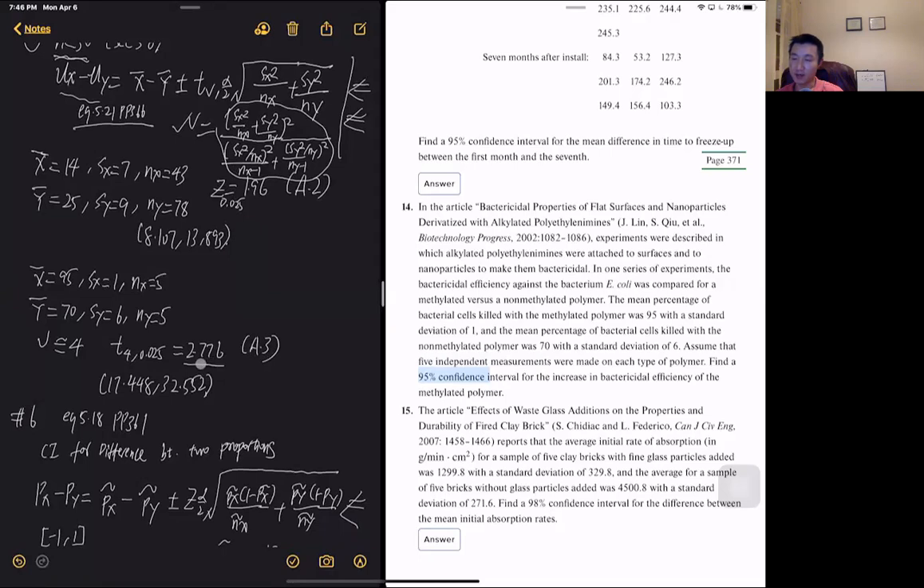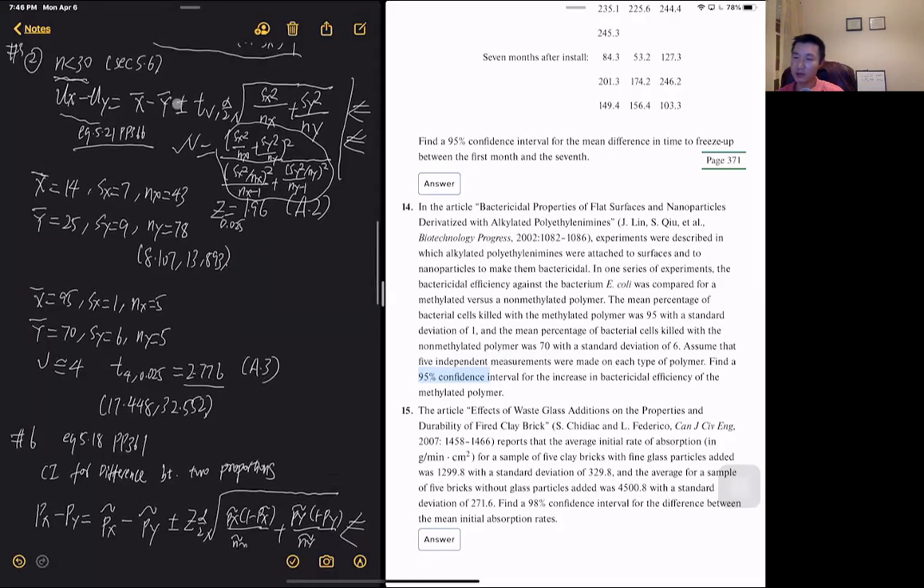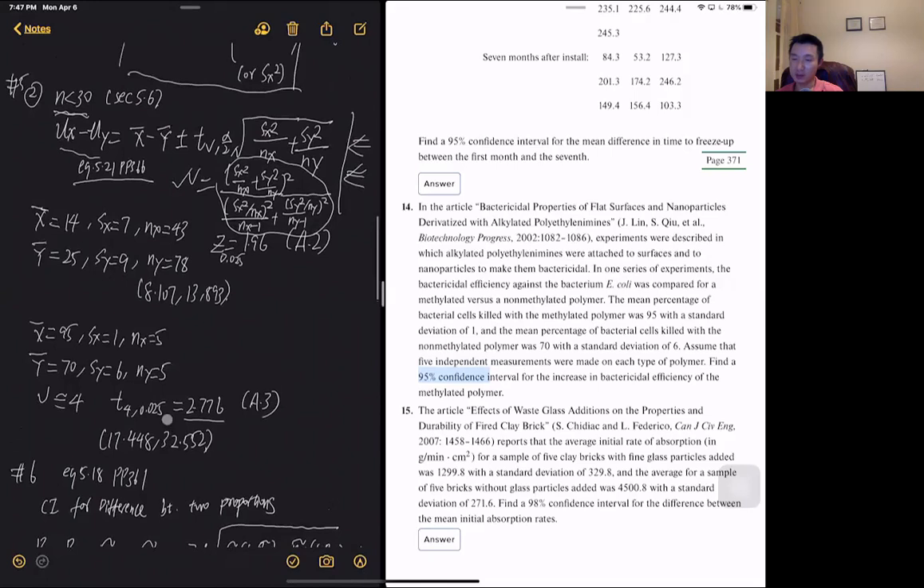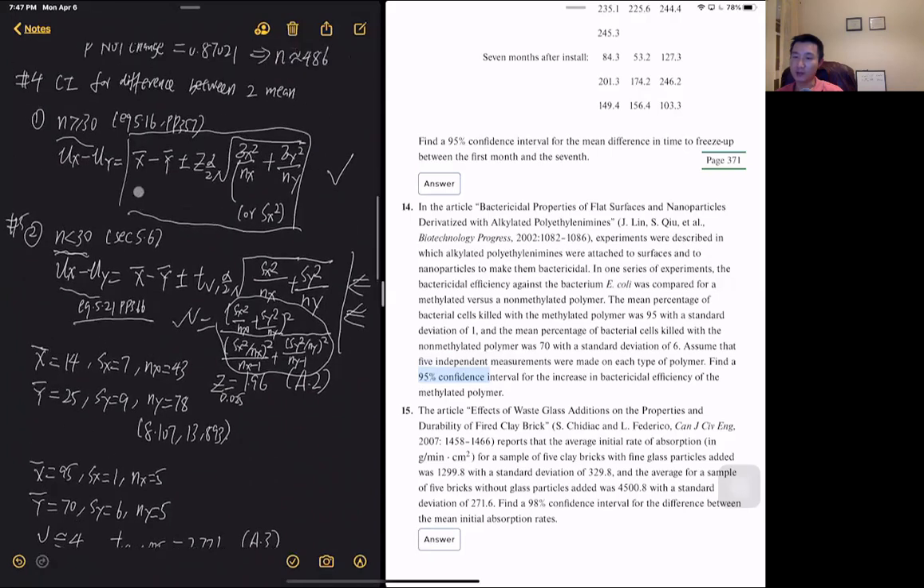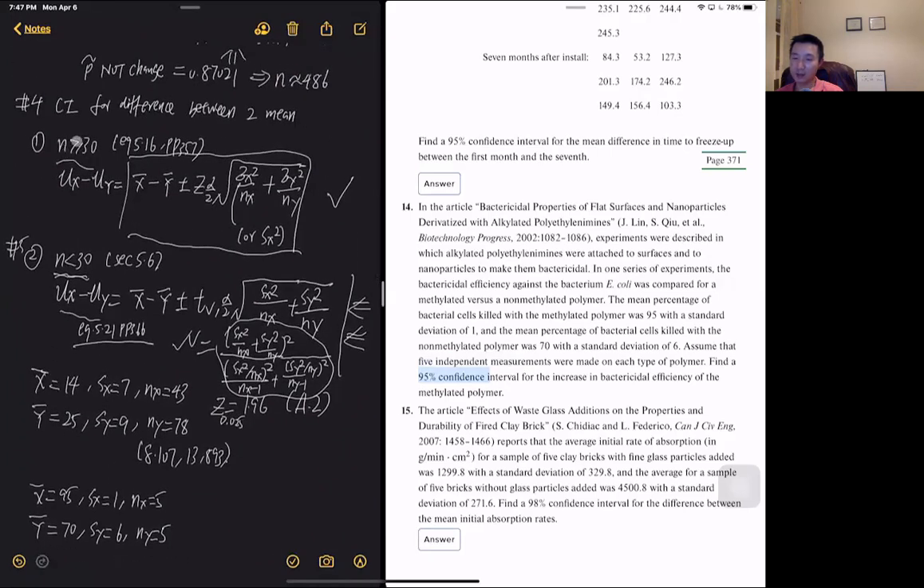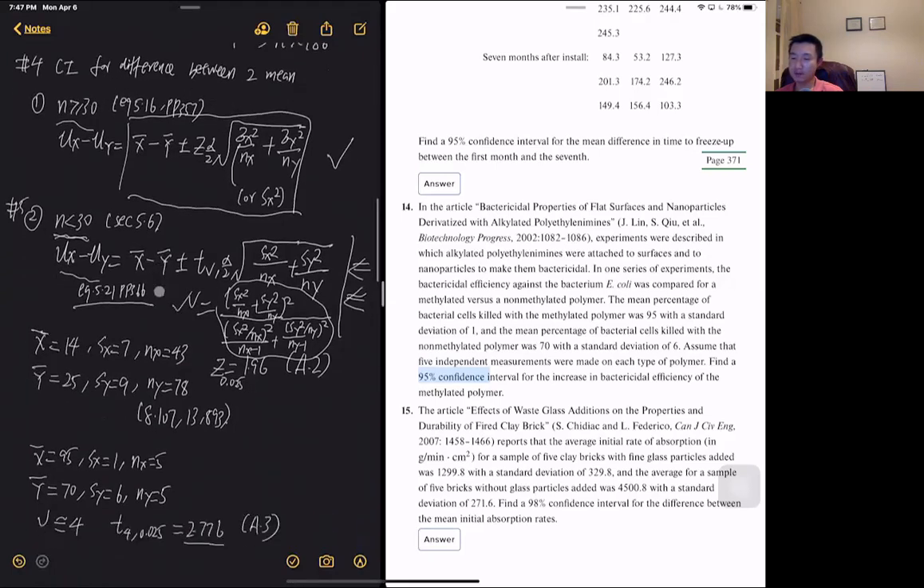Then plug the numbers into this equation. We calculate the range as 17.448 to 32.552. Again, this is a small sample for the difference between two means. In the previous example, we discussed the large sample case, when n is larger than or equal to 30, for the difference between two means.